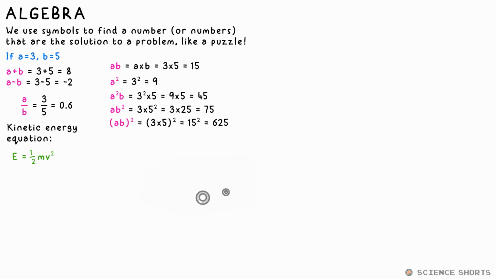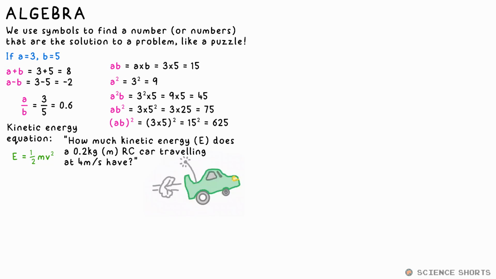Here's a physics example. Anything that's moving has kinetic energy, so the equation is E, that's the symbol for energy, is equal to half mv squared, where m is the mass in kilograms, v is the speed or velocity in meters per second. So how much kinetic energy does a 0.2 kilogram remote control car moving at 4 meters per second have? A half, or 0.5, times 0.2 times 4 squared. This gives us 1.6. And if you remember your physics, the unit of this is joules, or J for short.